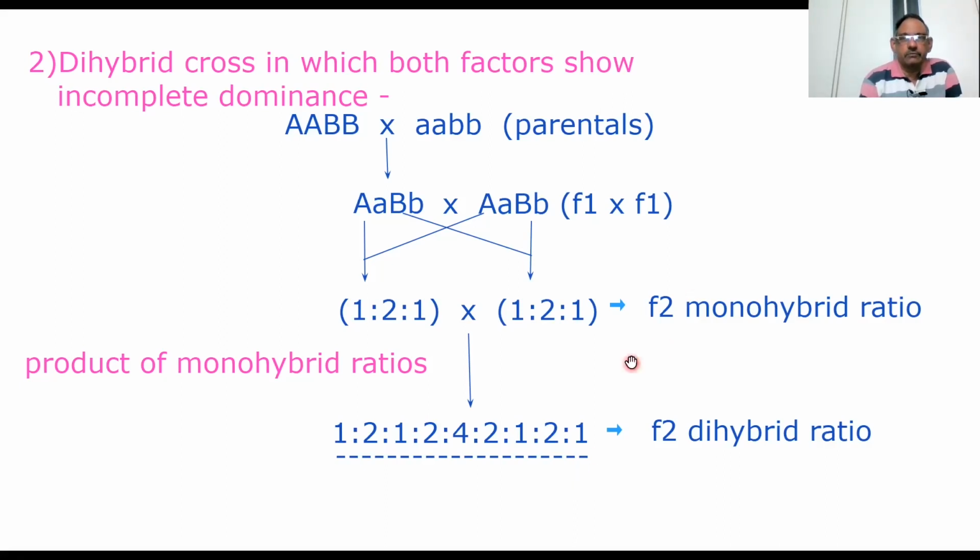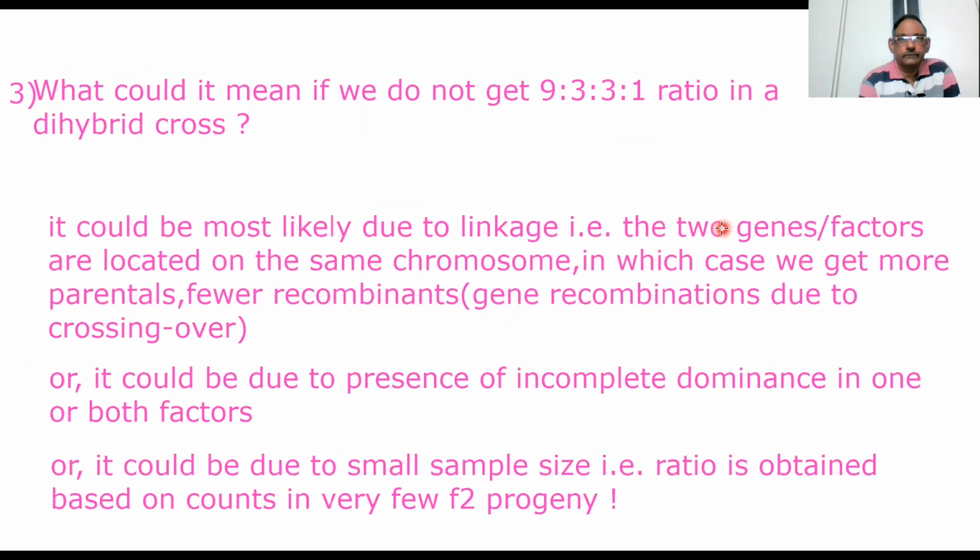We will now move over to another question, the third question. I will take you to a new screen. What could it mean if we do not get 9:3:3:1 ratio in a dihybrid cross? What does it mean? What is the inference?